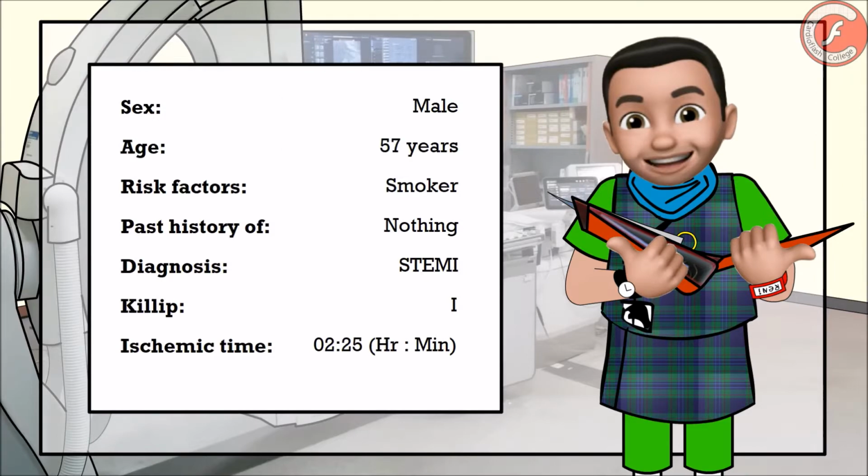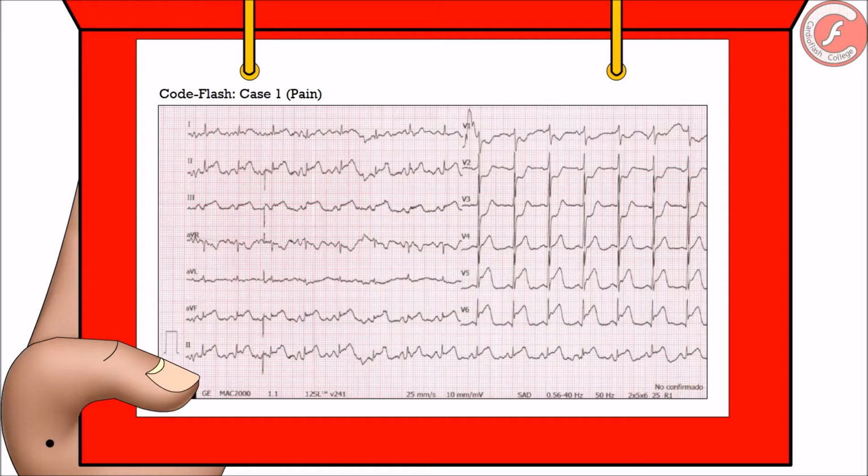This week we have a male patient of 57 years old, smoker, without other cardiovascular risk factors or any background of interest. He arrives at our unit with a diagnosis of ST segment elevation myocardial infarction, also known as STEMI, with an evolution of approximately 2 hours. His clinical situation is stable, but chest pain persists.